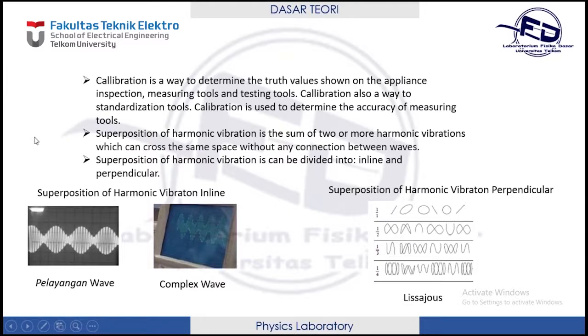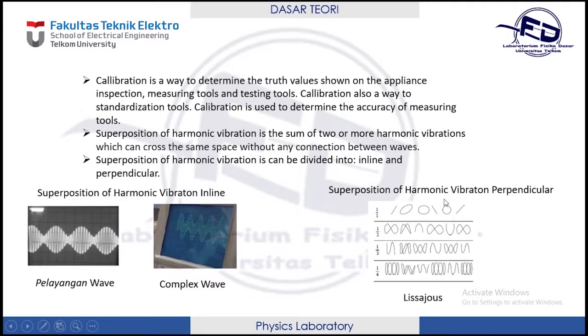Okay, next, superposition of harmonic vibration can be divided into inline and perpendicular. In superposition of harmonic vibration inline, there are beat waves and complex waves. A beat wave is created by the superposition of two waves which have a small frequency difference, while complex waves have a big frequency difference.